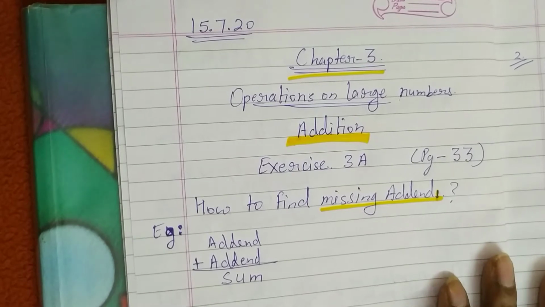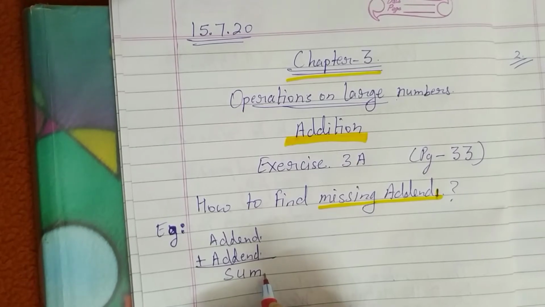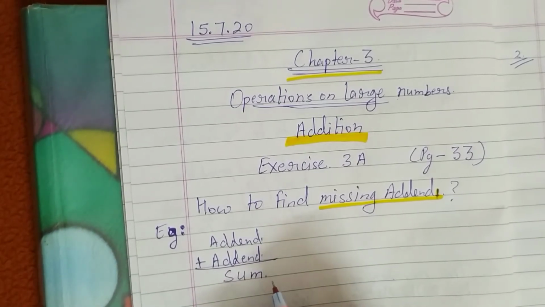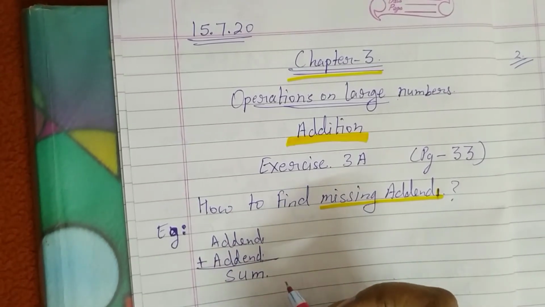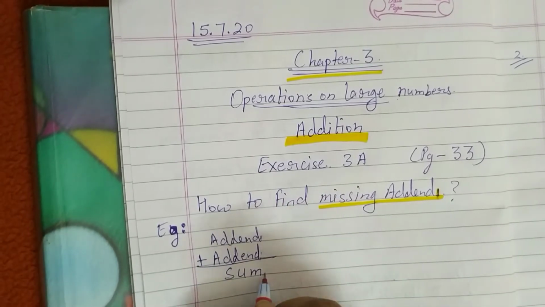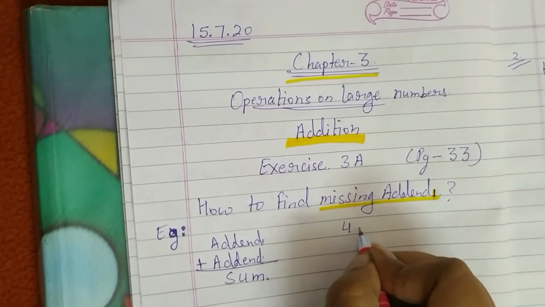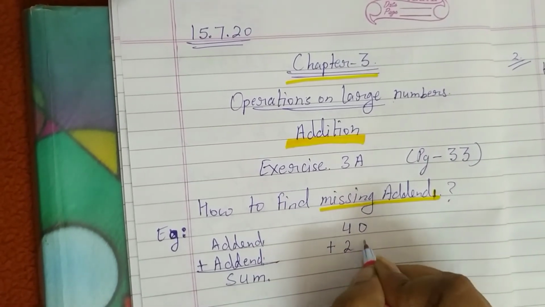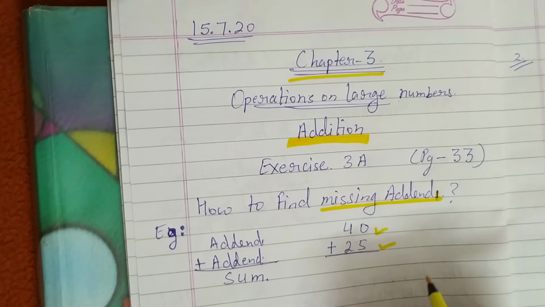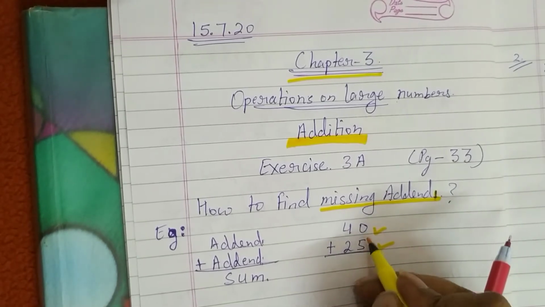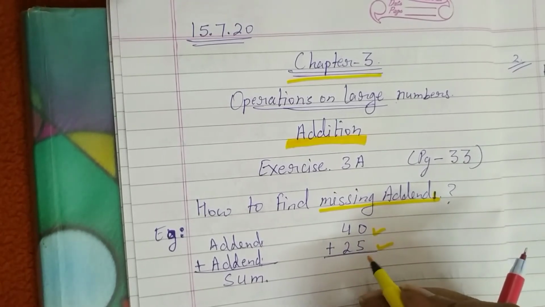As we all know, children, addend plus addend is equal to sum. I am repeating again. When we add two numbers in mathematics, the numbers that we add are known as addends, and the result we call the sum. For example, if I add 40 plus 25, what is the addend here, children? 40 and 25 are the addends here. Why? Because we are going to add both the numbers. So these two numbers are acting here as addends.